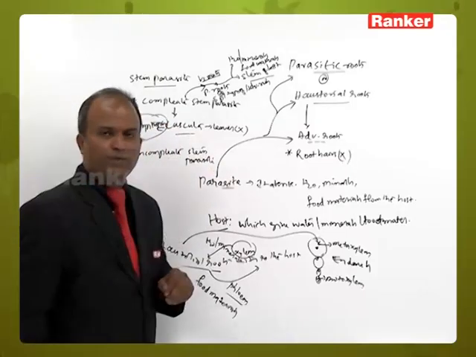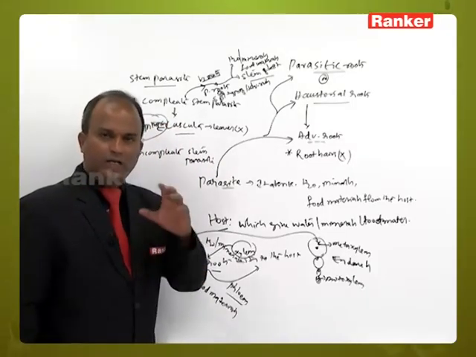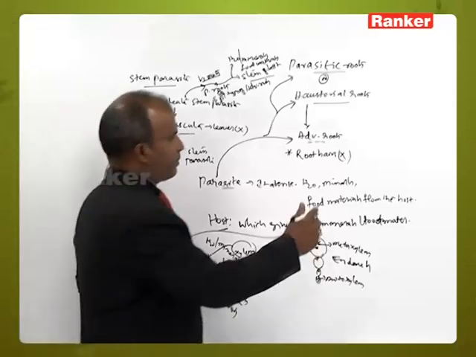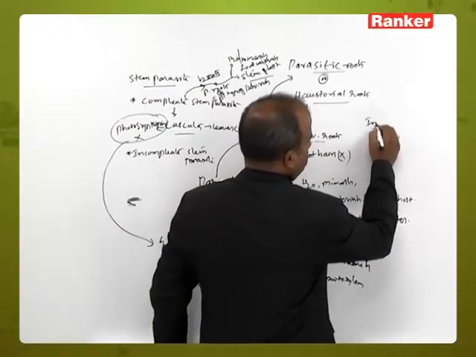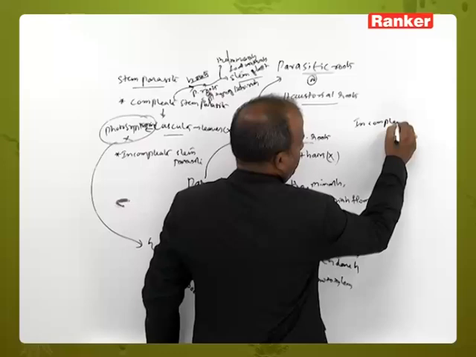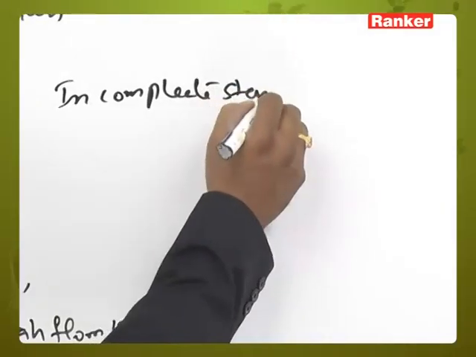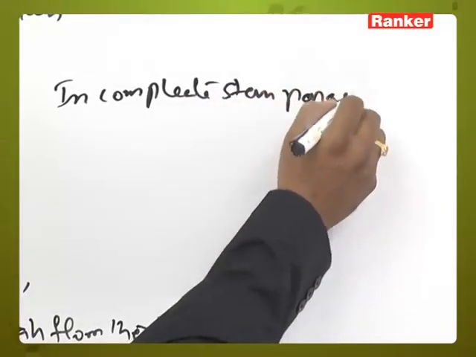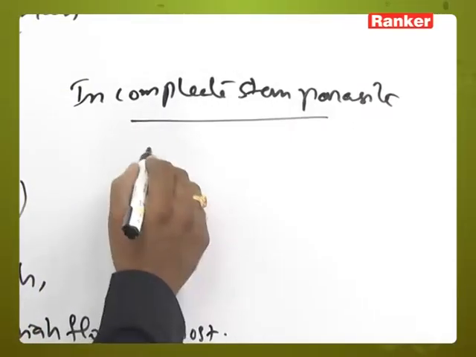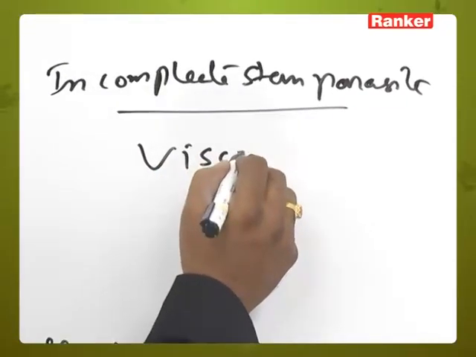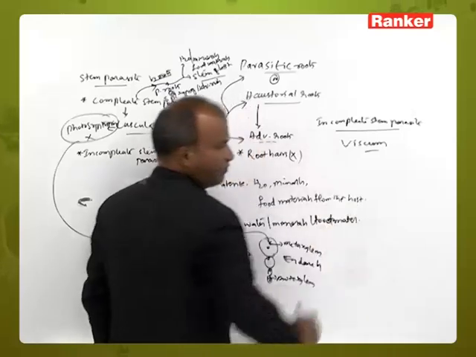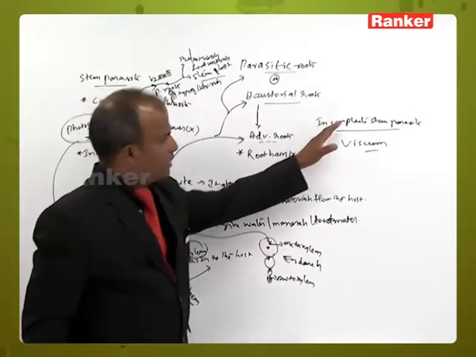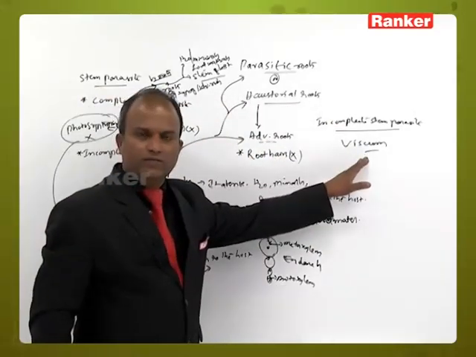This is about complete stem parasite. Next goes to incomplete stem parasite. What is the example for incomplete stem parasite? That is nothing but Viscum.